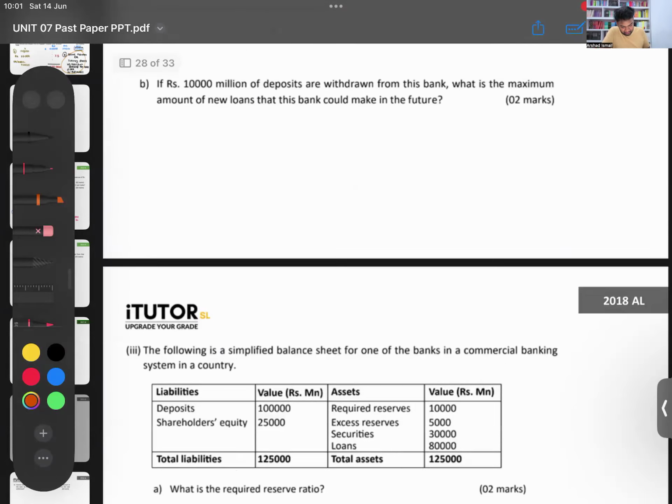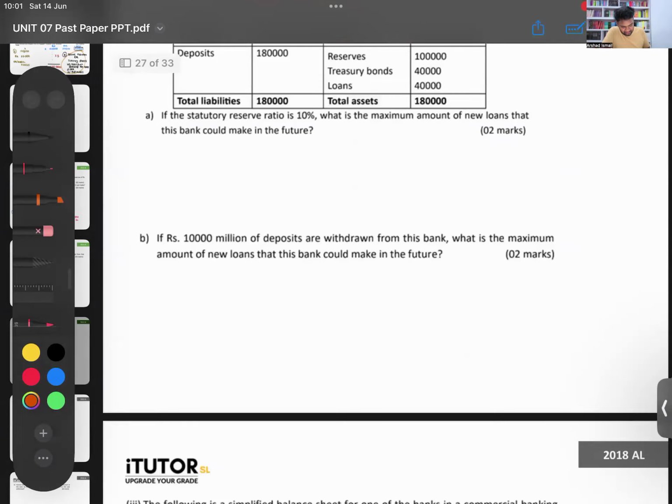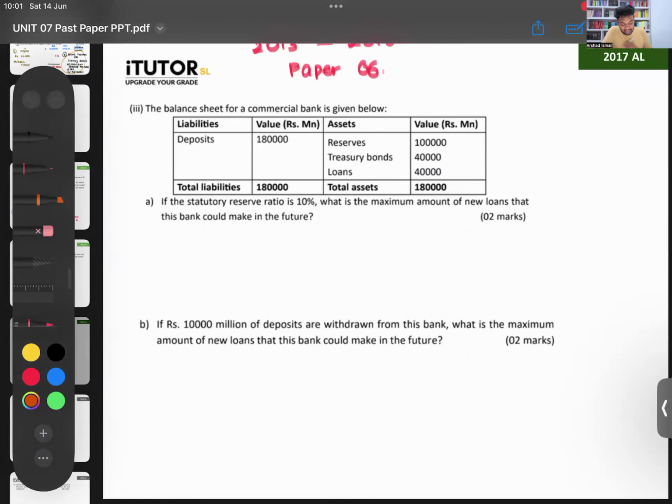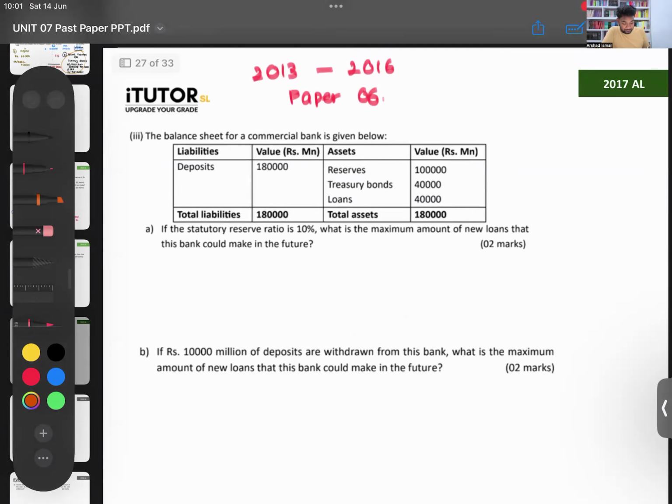So, right, have I typed the? Okay, fine. So how much is the new loans that this bank could make now?